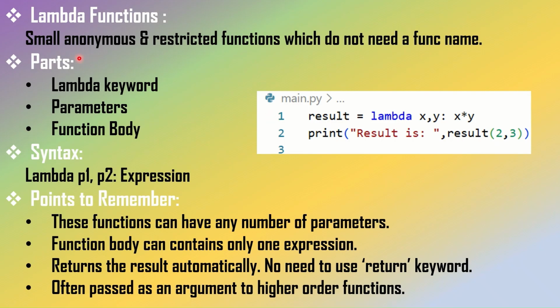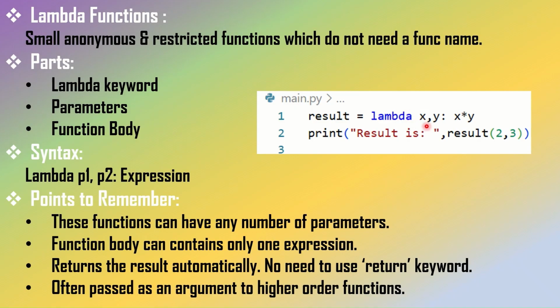But these lambda functions are anonymous functions. They do not have any function name. So how can we make a function call? Whatever the lambda function result is, it is stored in a variable, so with the help of that variable only, we need to make a function call. This lambda function result is going to be stored in this result variable. So with the help of this variable, we're going to make a function call by passing the parameters.